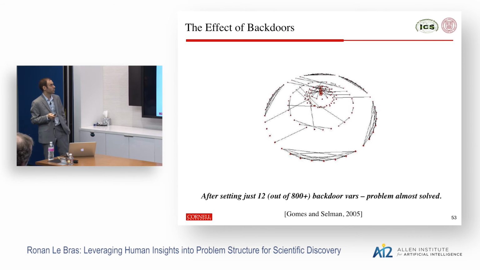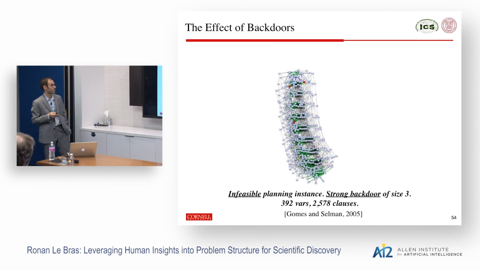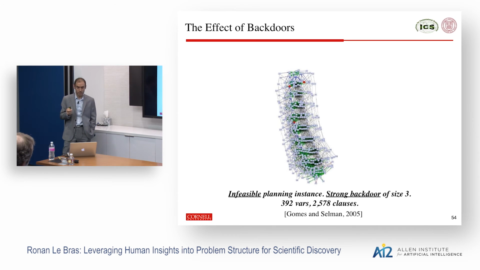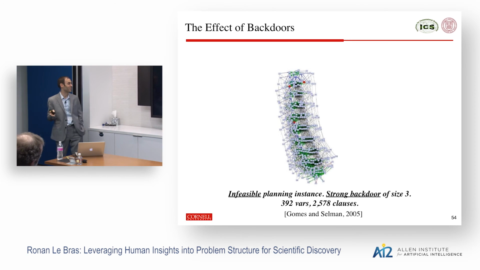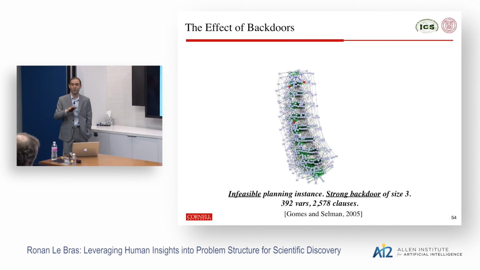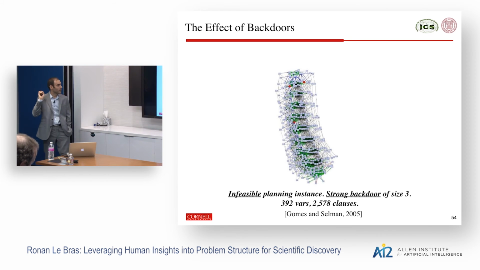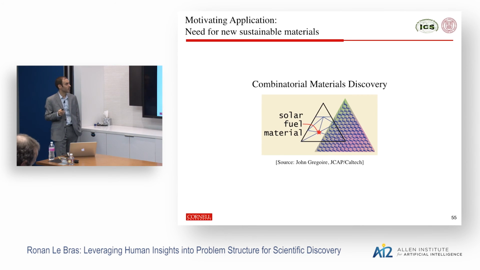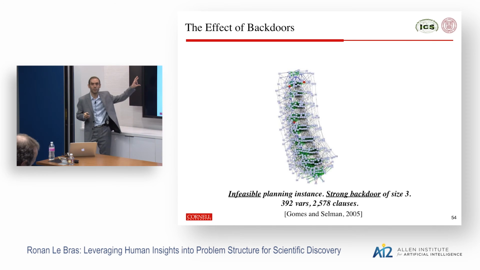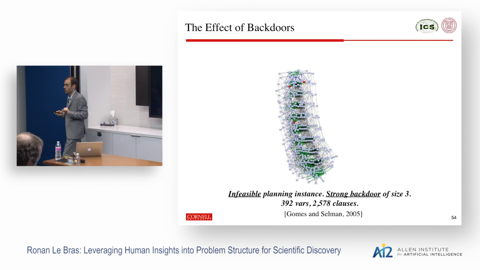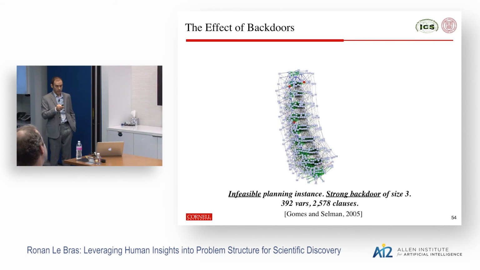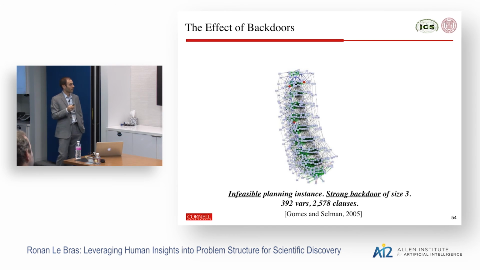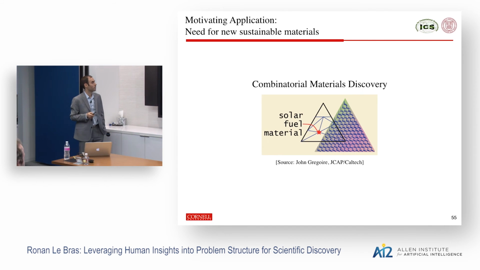And this is also true for infeasible problems. So here with the problem with roughly 400 variables, 2,500 constraints, there is a strong backdoor of size 3. If you assign these three variables, you can prove that there is no solution to that problem. And so this is the concept of backdoors.